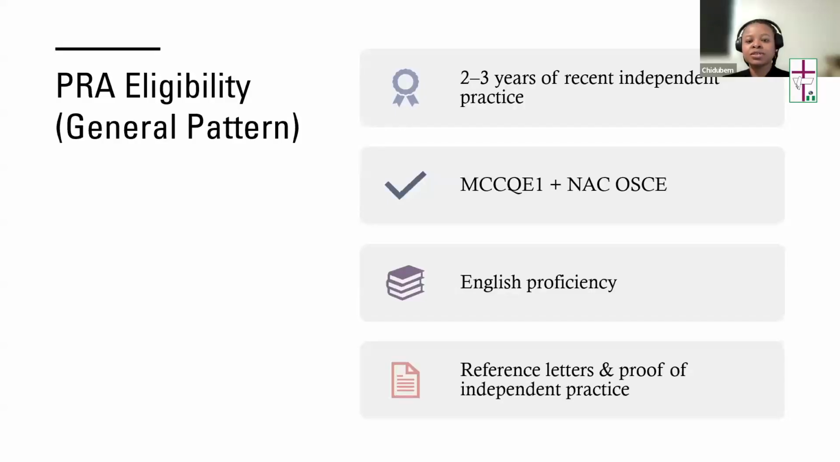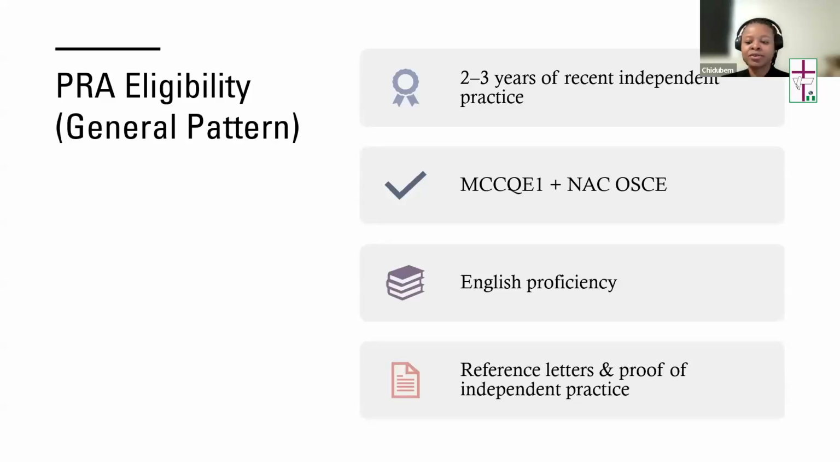Generally, you need 2 to 3 years of recent independent practice in the preceding 5 years before you apply. You need to have successfully completed your MCCQE1 and NAC OSCE for most provinces. Some of them favor MCCQE1 over NAC OSCE, some favor NAC OSCE over MCCQE1. But generally, we say have both of them and do well to pass well. Then you must have passed your English proficiency exam too. Then of course you need strong reference letters and proof of your independent practice. So we go back again to the first step, source verification. Those are the common steps for most application processes, most pathways.